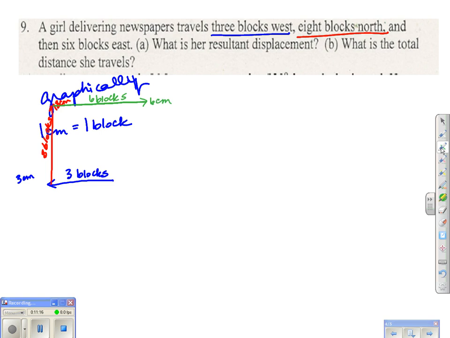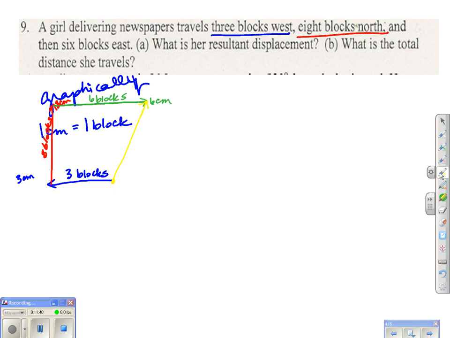Then for my resultant displacement, you would literally come over here with your ruler. You'd go from the beginning up here at the 3 blocks to up here at the 6 centimeters, and you would lay the ruler down and measure it. Okay, that would be one way this could be done. You might find that it's close to 8 or 9 blocks, somewhere around there.